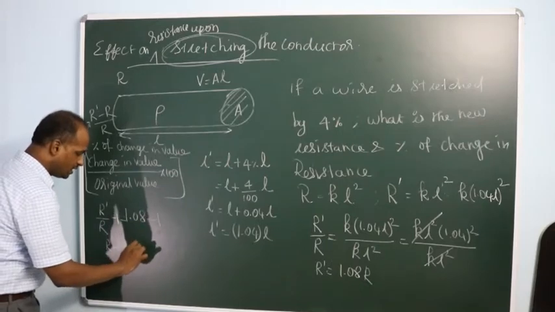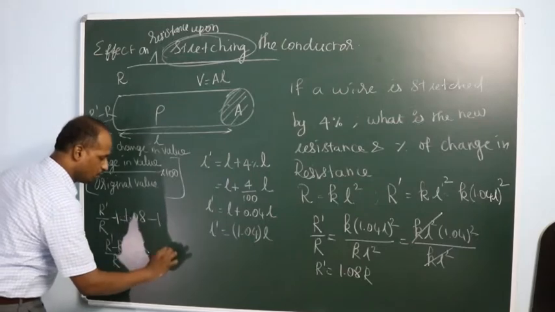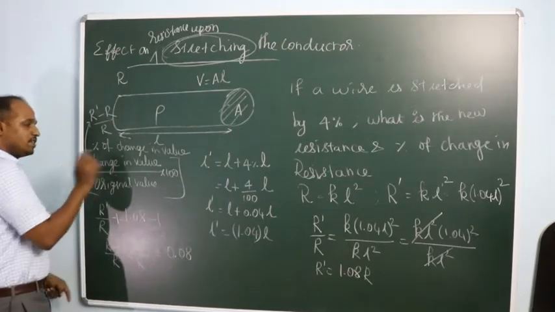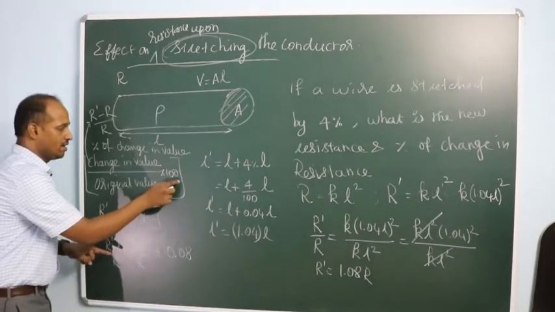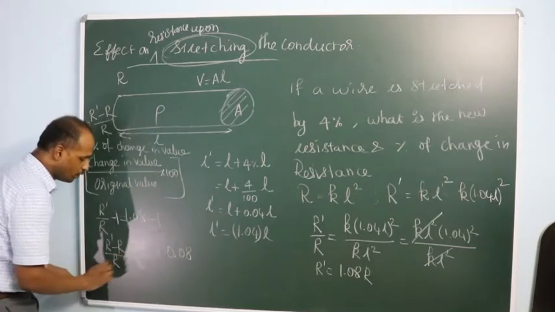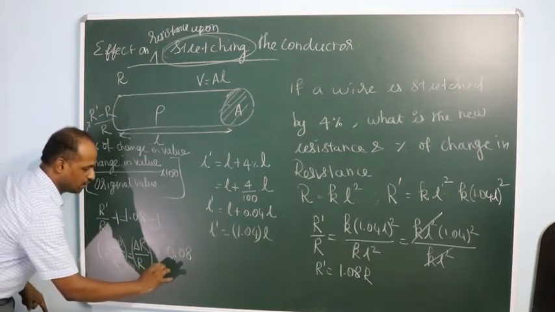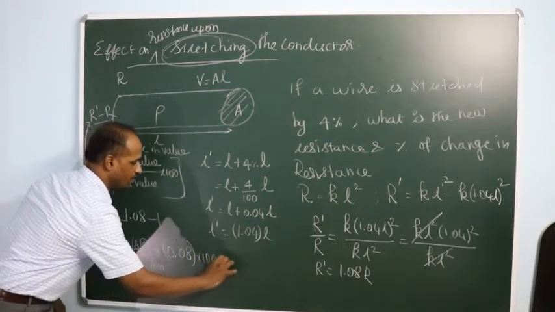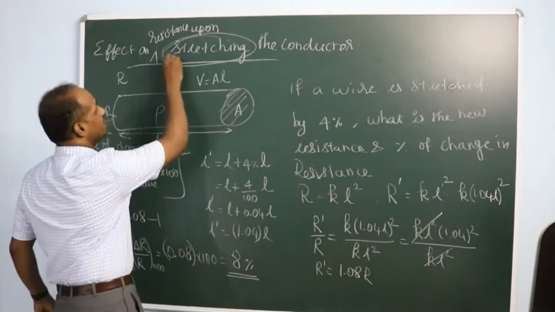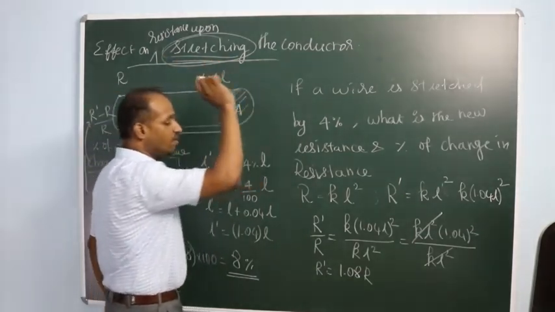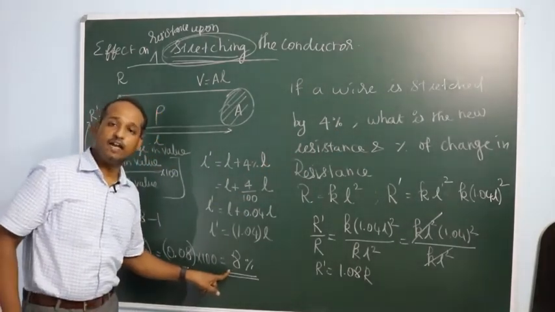This is actually change in resistance, final value minus initial value, by original resistance. This is going to be equal to 0.08. The percentage of change in value is change in value to the original value multiplied by 100. So if you do the same times 100 on this side, you will get 8. So we have to mention that as 8%. When you stretch a conductor by 4%, then the resistance will change by 8%.